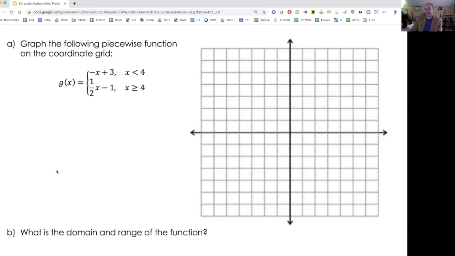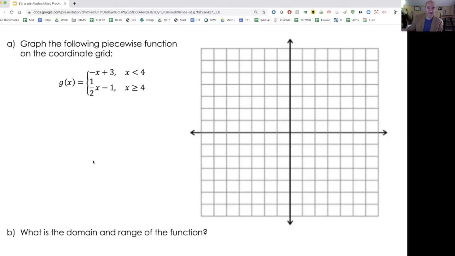Now we're going to check for some understanding. Take a look at this piecewise function. I want you to be prepared to one, graph, and then share what is the domain and range of the function. Go ahead and pause and graph this function on your own, and then be prepared to find the domain and range.